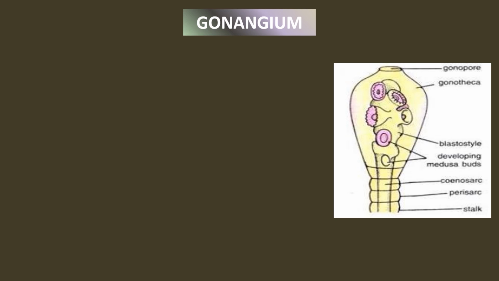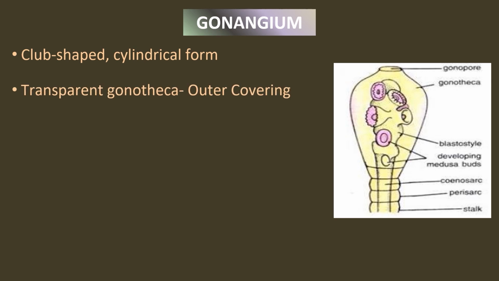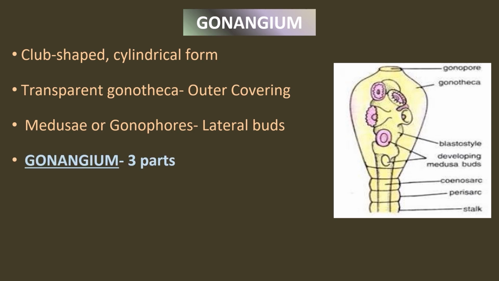Gonangium or blastostyle. When the hydrocaulus reaches its matured state, it develops into a stage called the gonangium, where the gonangium is club-shaped and cylindrical in form. They are covered by an outer covering called the transparent gonotheca, and they also have lateral buds which are medusae or gonophores. The gonangium consists of three parts: gonotheca, blastostyle, and gonophores.